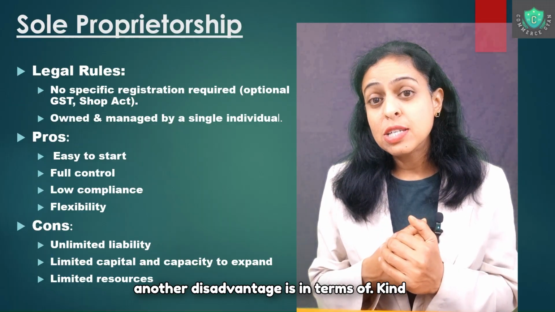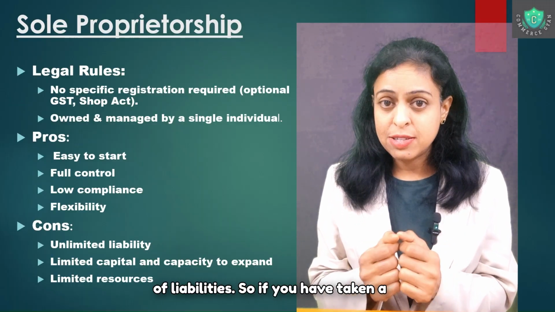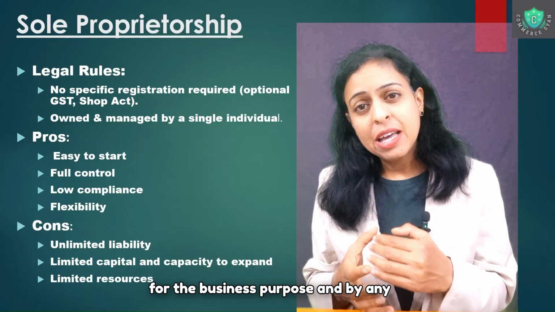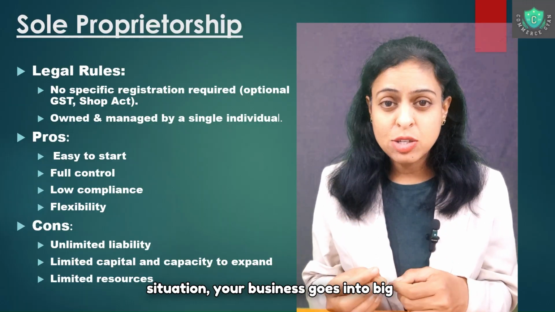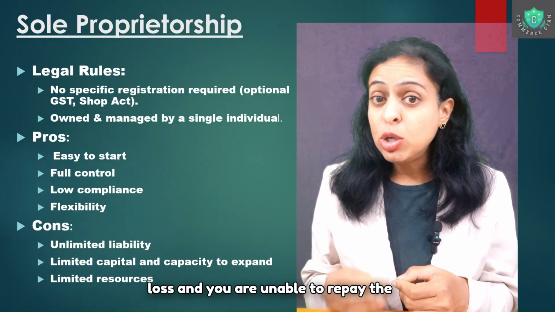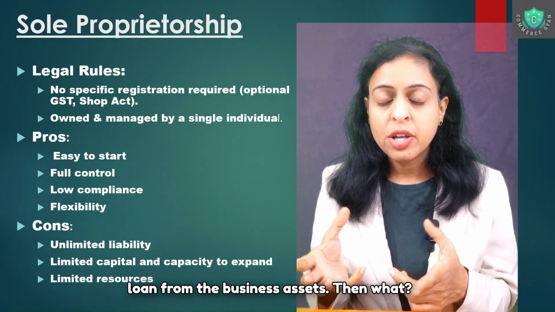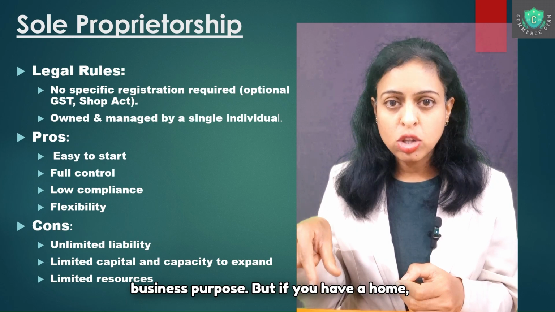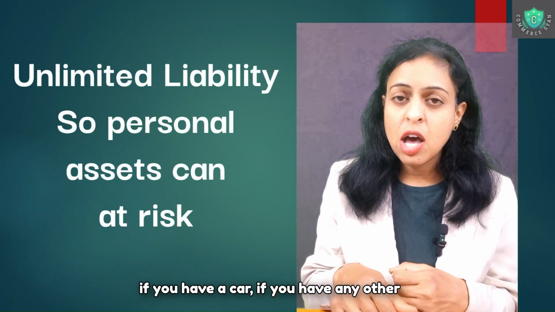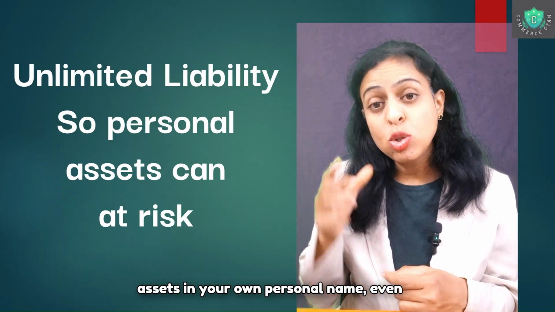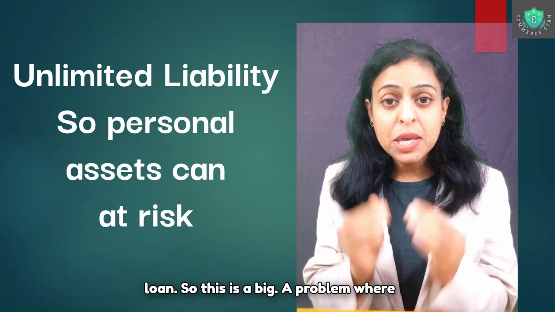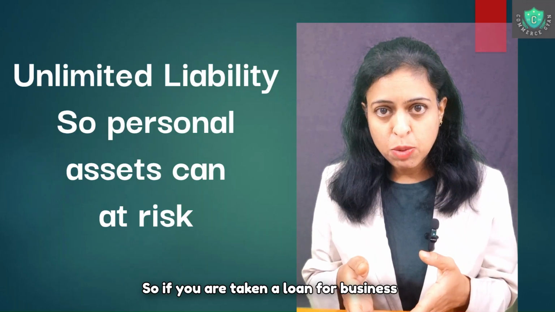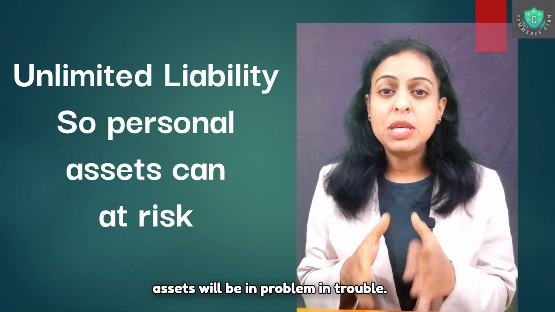Then another disadvantage is in terms of liabilities. If you have taken a loan on a sole proprietorship business for business purposes, and by any unforeseen reason or problematic situation your business goes into big loss and you are unable to repay the loan from the business assets, then what? Then your personal assets will also be at stake. The bank will not just sell off the business assets which you bought for the business purpose, but if you have a home, a car, or any other assets in your own personal name, even those can be taken away to repay the loan. This is a big problem, which is called unlimited liability. So even if you take a loan for business purposes, your personal assets will be in trouble.